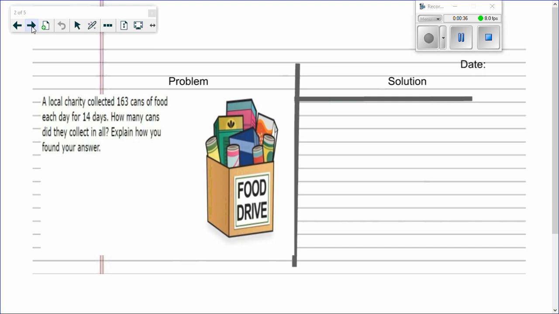A local charity collected 163 cans of food each day for 14 days. How many cans did they collect in all? Explain how you found your answer.